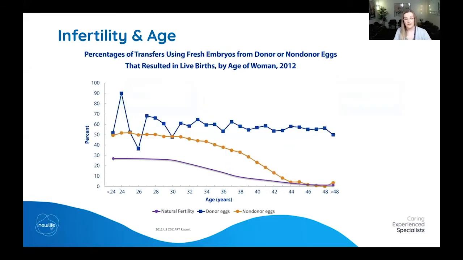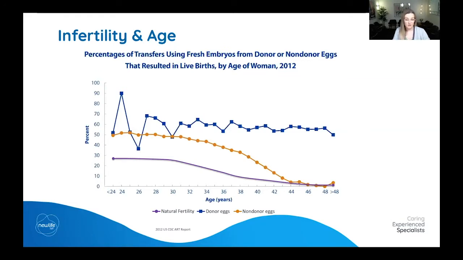Now we add on the success rates for different IVF cycles. If we look at the orange line, this is representing IVF cycles using own eggs. So the woman is using her own eggs for the cycle. And whilst the success rates per cycle are greater than with natural fertility, the curve is very similar and declines quite significantly with advancing age.